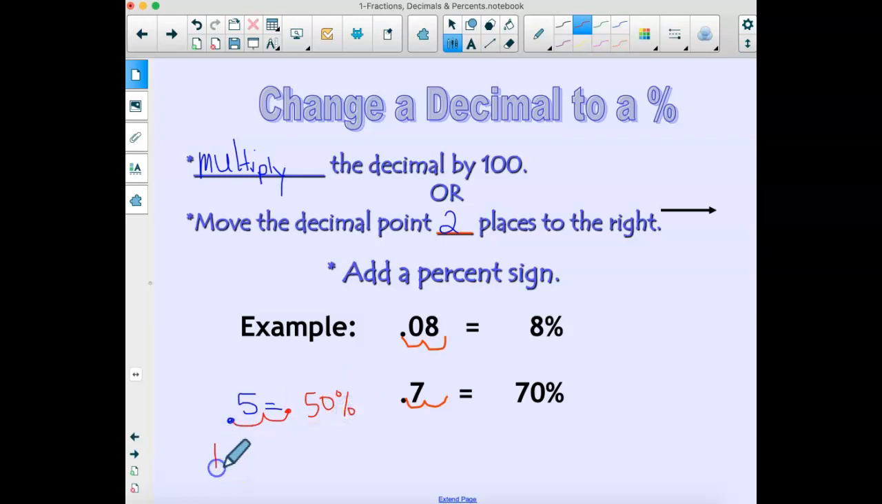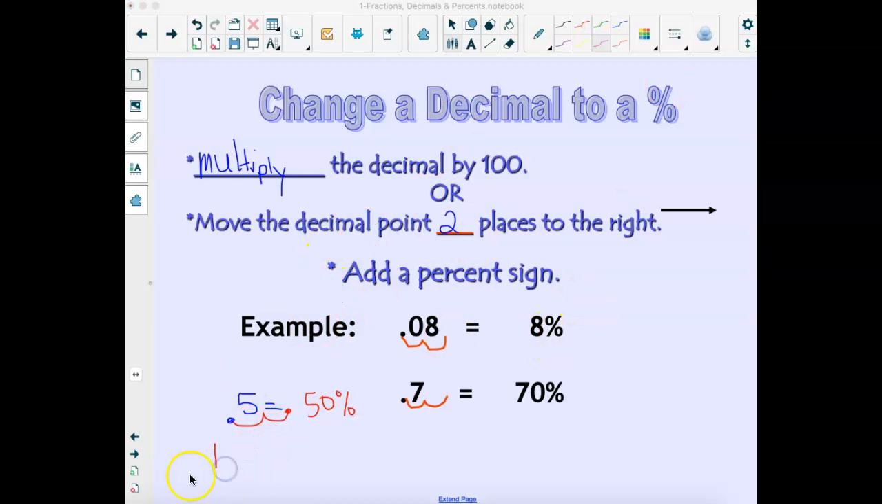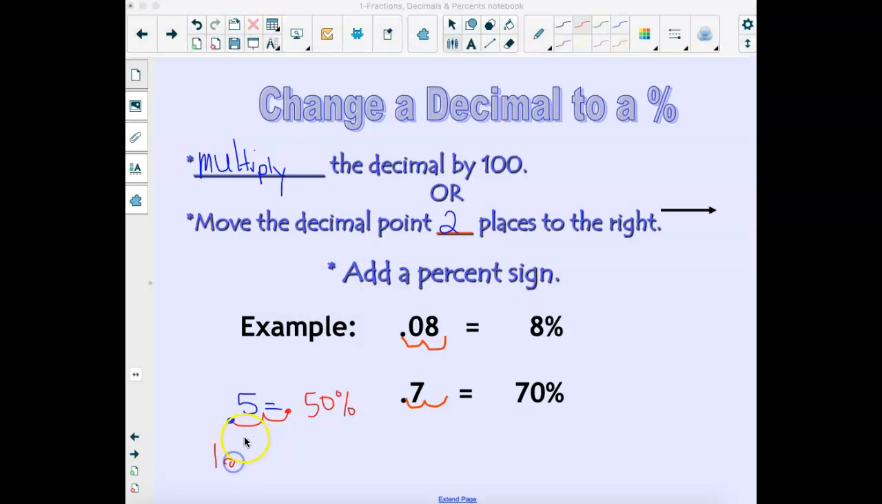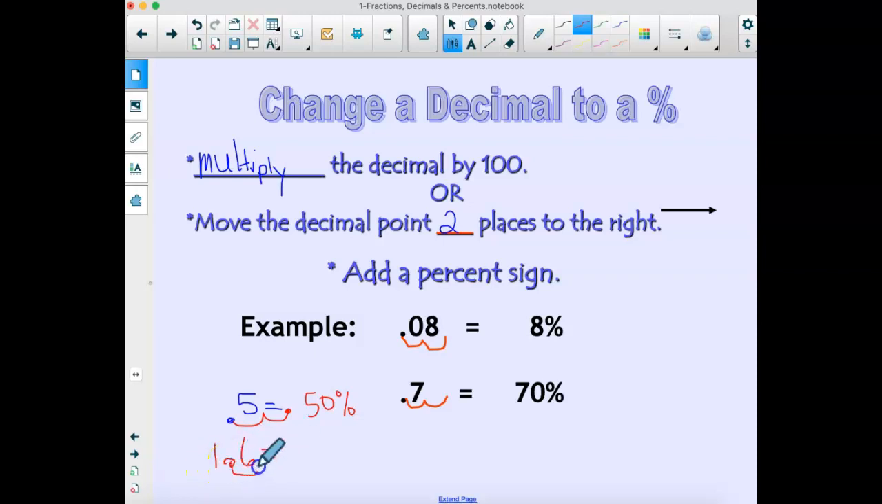Okay, if it was, let's say, 1.6. Let's try that again. So again, if we were to say 1.6, then we would move the decimal 2 places and you get 160%. Okay, and obviously you can go over 100%, that's okay.